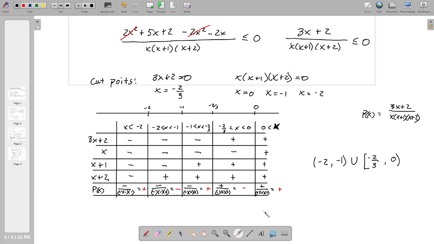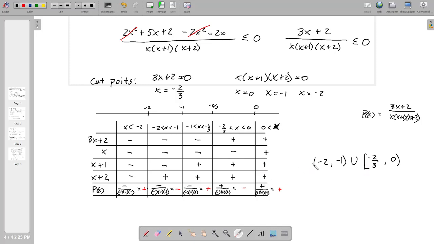So now my question is, why don't I have brackets everywhere? We have less than or equal to, right? Why are there not brackets around the -2 and the -1 and brackets around the 0? Why is my only bracket -2/3? Definitely pause the video and think about that. Please think about it for a few seconds, at least for a minute or two.